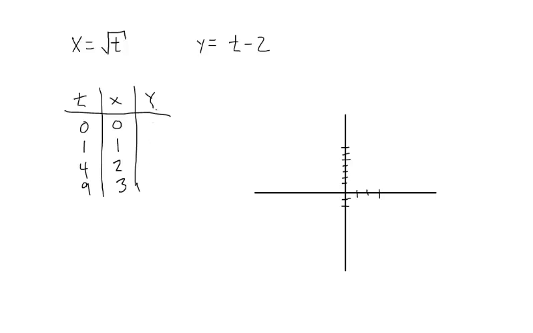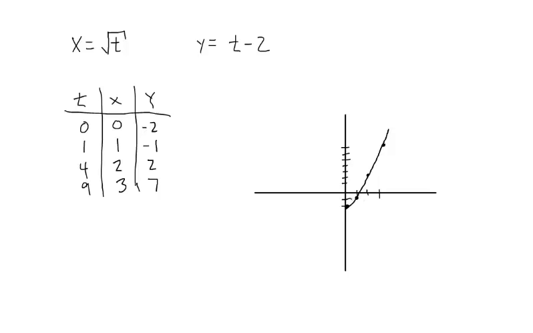And now for our y value, we have y is equal to t minus 2, so 0 minus 2 is negative 2, 1 minus 2 is negative 1, 4 minus 2 is 2, and 9 minus 2 is 7. So now we can plot each of these points. So we have 0, negative 2 is right here, 1, negative 1, and 2, 2, and 3, 7.